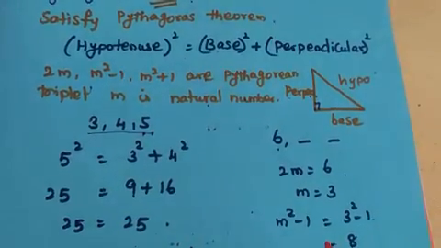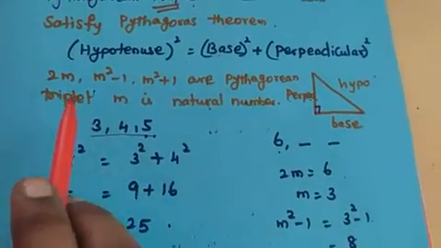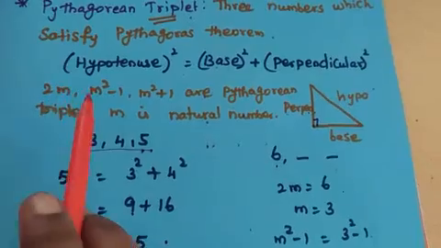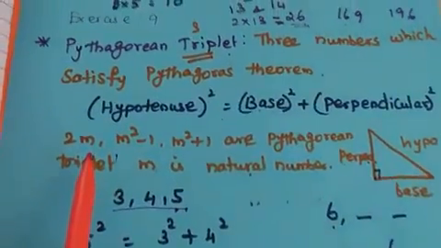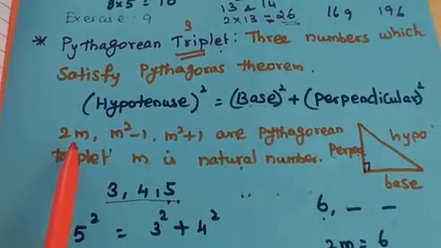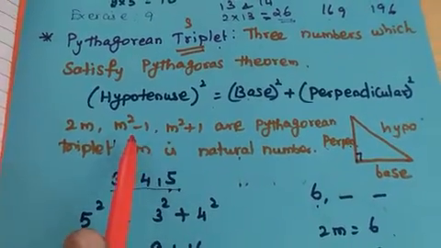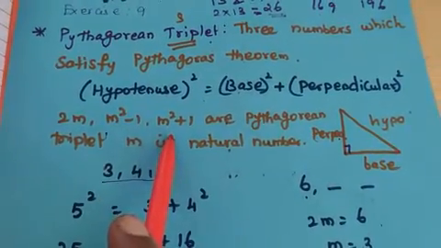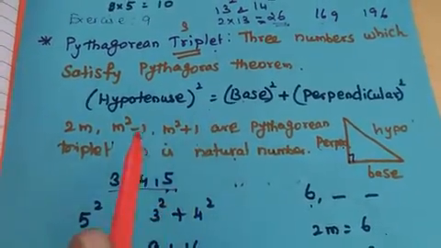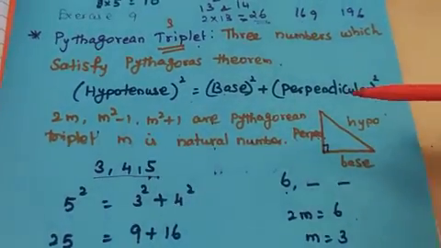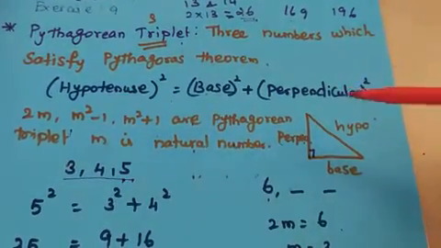To find those 3 numbers, one trick is used. Whatever number is given, if we make the number in the form of 2m, m squared minus 1 or m squared plus 1, then we can easily find the triplet numbers. So first you should remember the Pythagoras theorem.